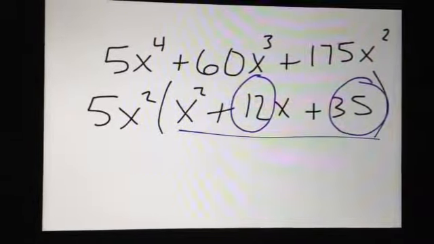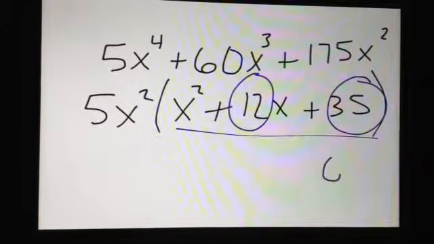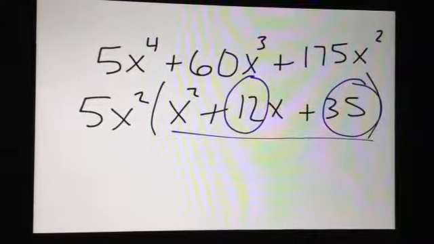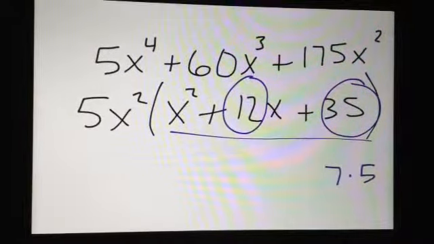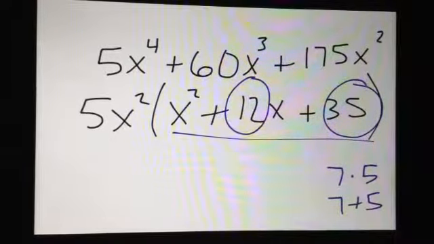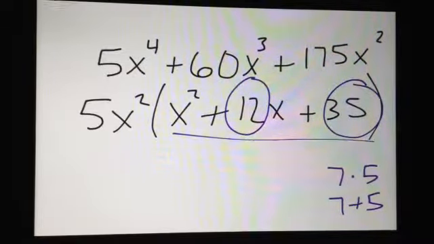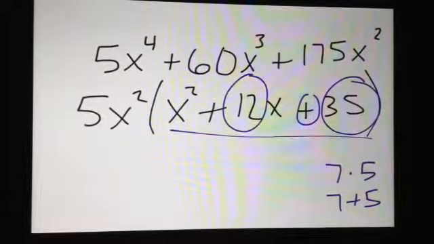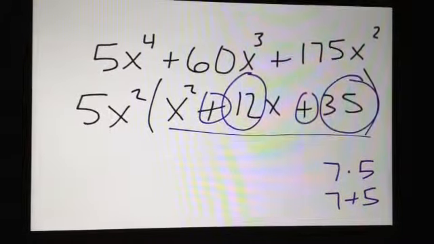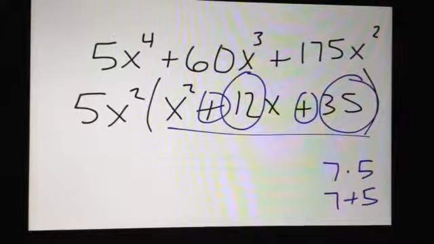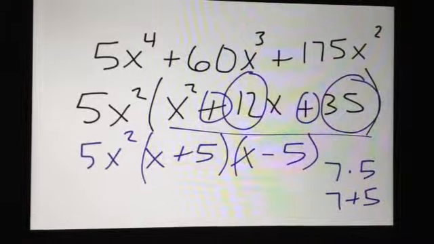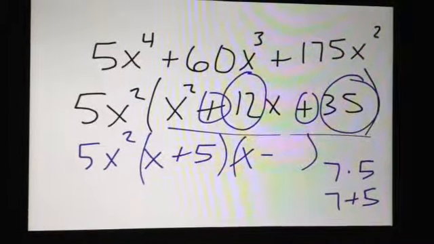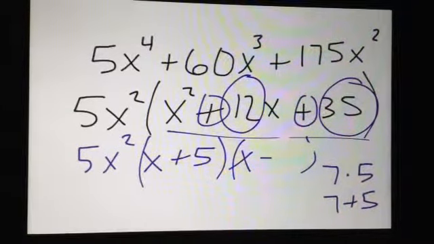So in this case, 7 times 5 is 35, and 7 plus 5 equals 12. So those are the two that we're going to use. See, both of these are positive, so both of the solutions are going to be positive. So you just write the two solutions in factored form, x plus 5 and x minus. Oops, that's supposed to be a plus. x plus 7.